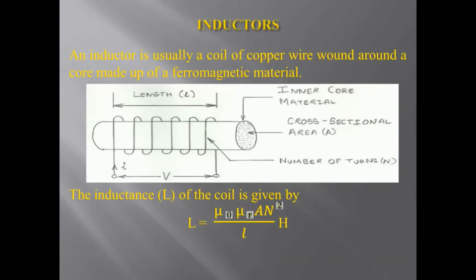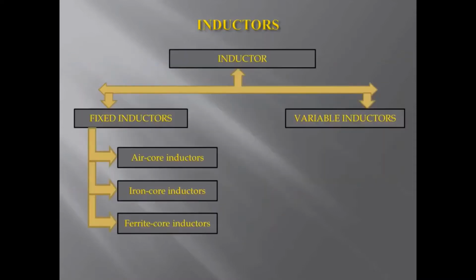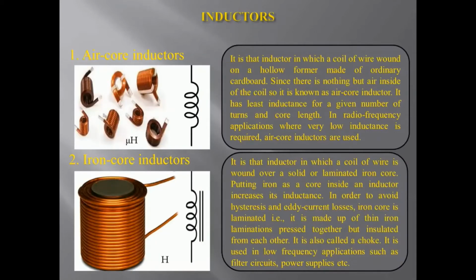Next we will try to understand the basic classification of an inductor. The basic classification is fixed inductor and variable inductor. Under the heading of fixed inductor we will try to understand air core inductor, iron core inductor and ferrite core inductor. As I said, there will be different types of core which will be available.